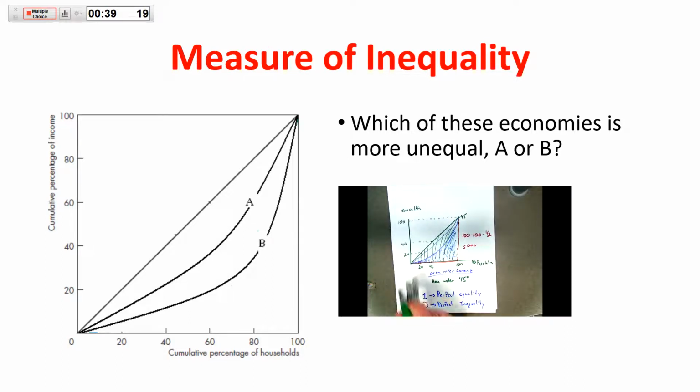There was a reason why we had this red line drawn in. There was a reason we talked about why this 45-degree line represents perfect equality. So which one of these, A or B, would represent an economy that's more unequal or has higher income inequality? A smaller percent of people owning a larger percent of the wealth.